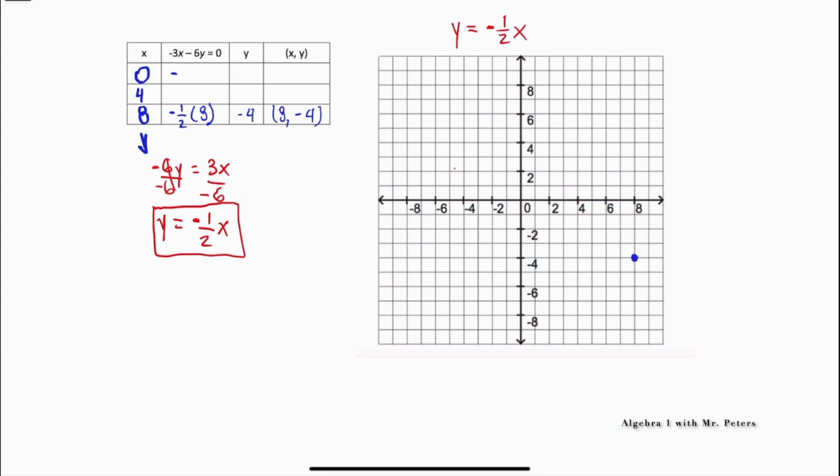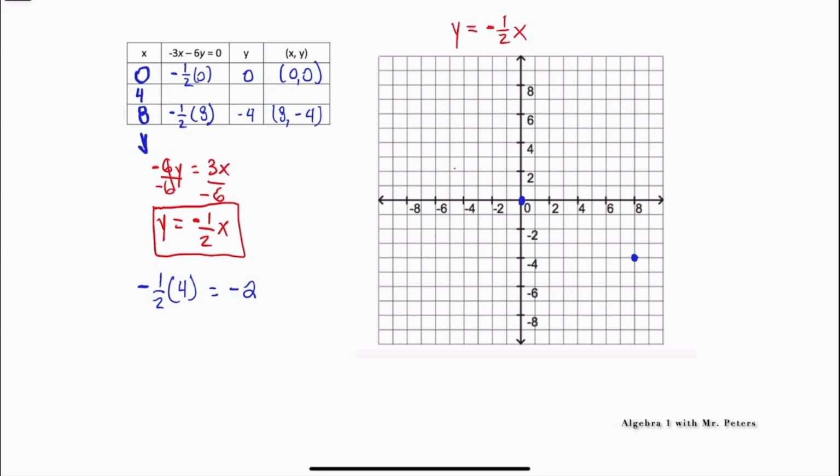When we do the same thing for when x is 0, right, we know that y is going to be 0. So this graph is going to pass through the origin. So there goes that point. Then we repeat the process, right? We have negative 1/2 times 4 now, because that's what our x is equal to. This is going to give us a negative 2.